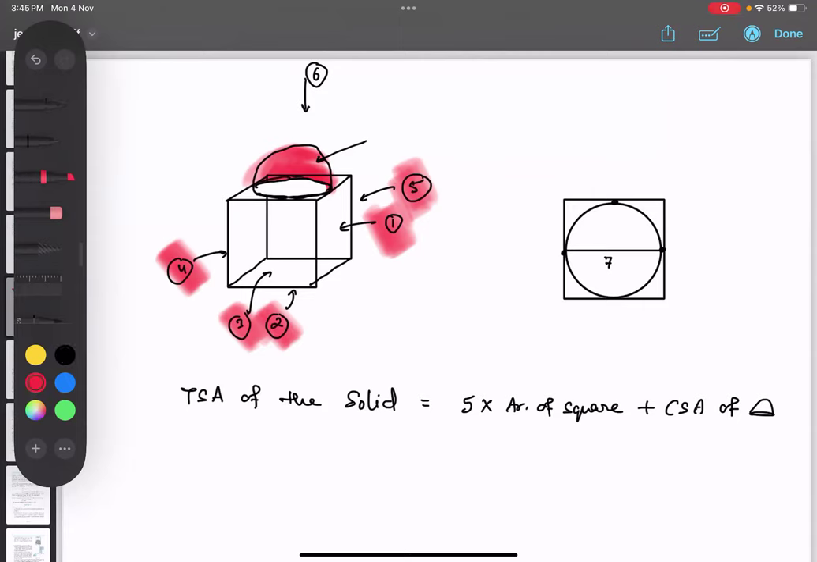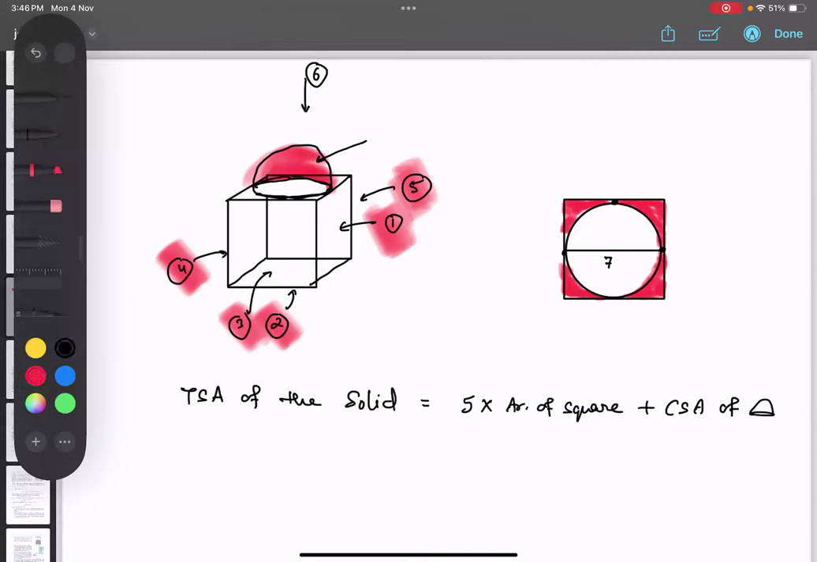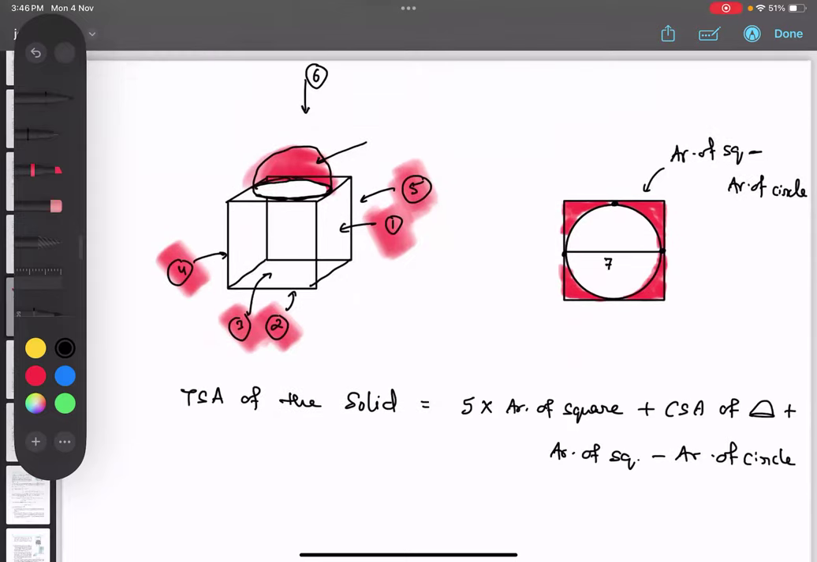Secondly, I have to paint one more thing. What is that? This portion, because that is also visible. Is it making sense? Now, how do I find this part? Tell me. A square minus circle. Very good. So this particular part is area of square minus area of circle. So we will add that part plus area of square minus area of circle. Now, try to understand why I'm writing in this way.